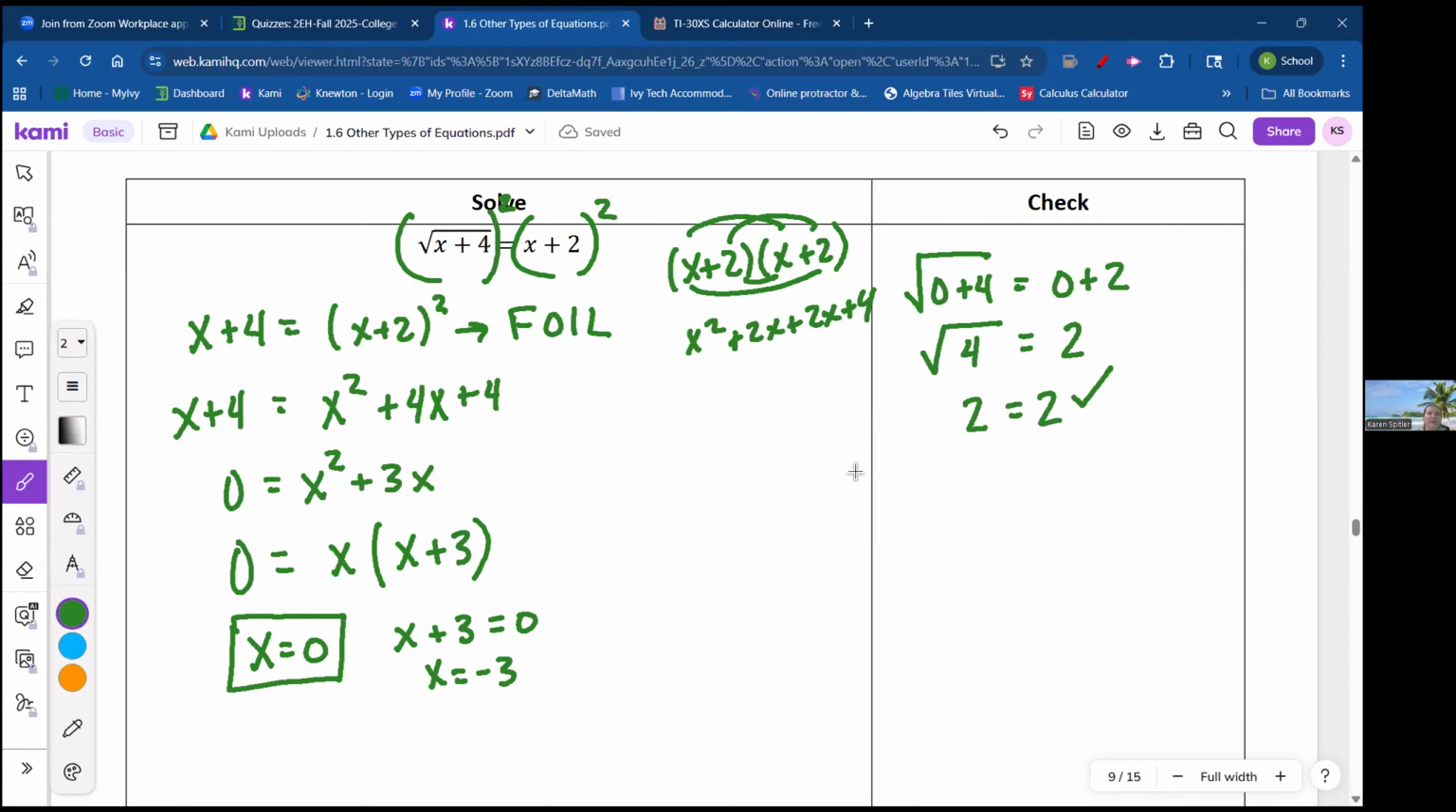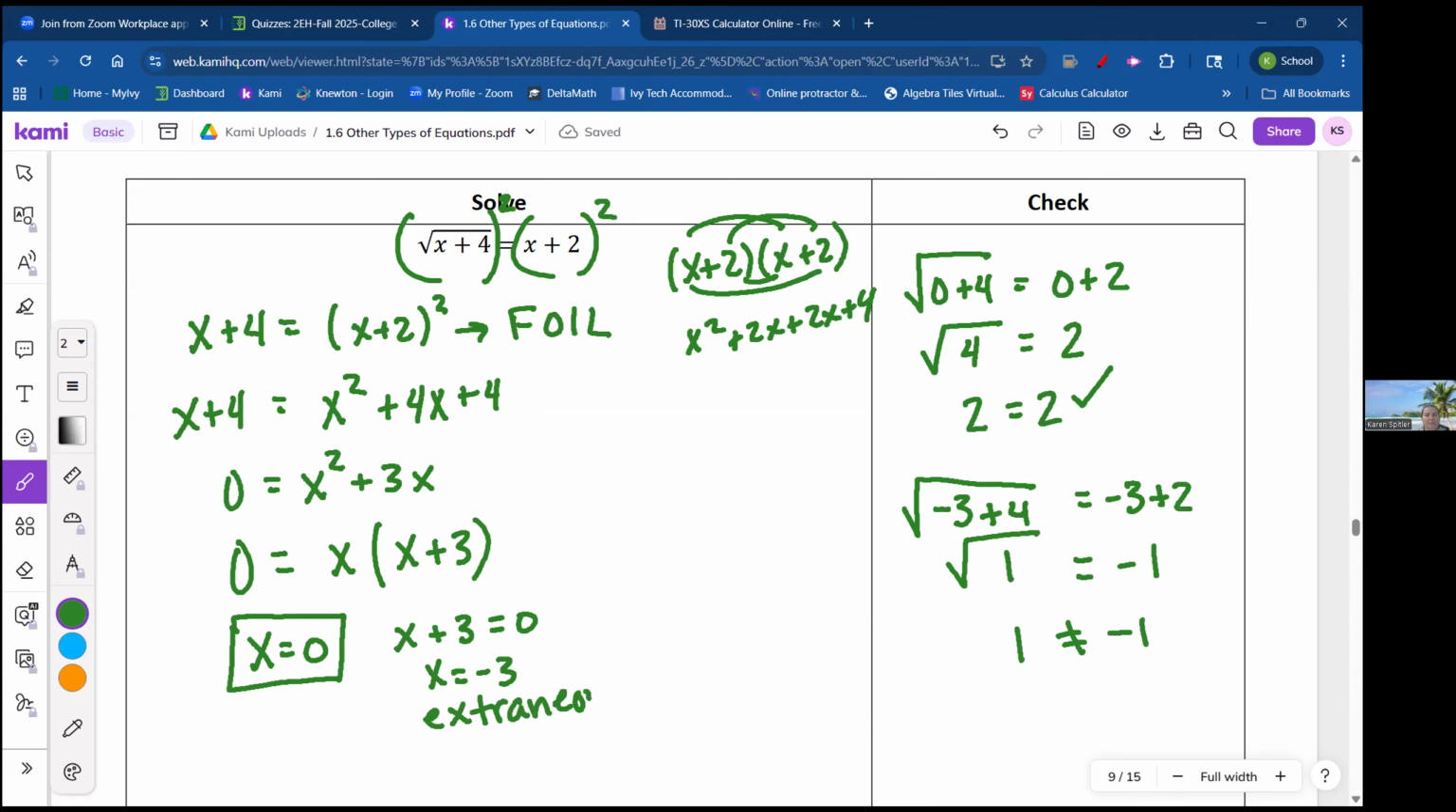Do the same thing with the -3. Okay, we got the square root of -3 plus 4 equals -3 plus 2. -3 plus 4 is 1. -3 plus 2 is -1. The square root of 1 is 1. 1 does not equal -1, so -3 is what they call extraneous. So it is not an answer. So the only answer is 0. Yes, that does happen, and it will happen.